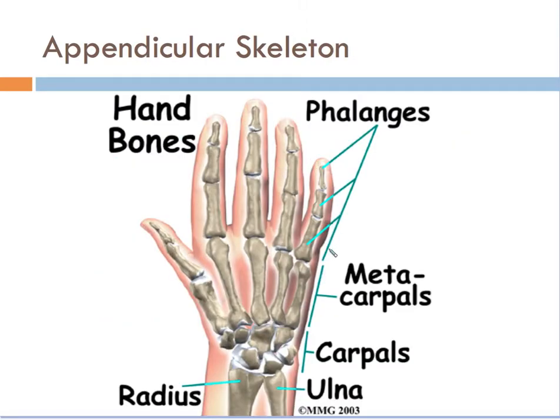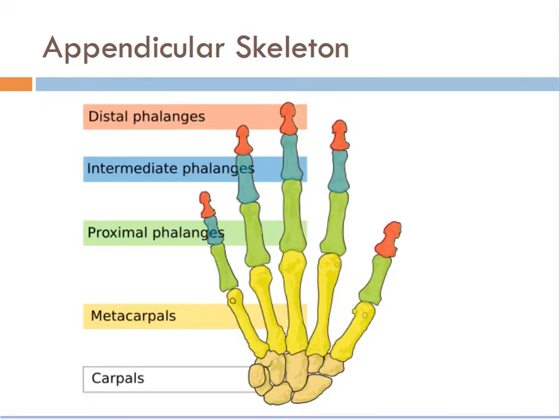Here's a look. So again, these are your carpals down here, metacarpals in the middle, large carpals, and then you have your proximal, middle, and distal phalanx. Proximal, middle, distal, proximal, middle, distal, proximal, middle, distal, proximal, and distal are your naming of the bones of your hand. Here's another look at it. Again, carpals down at the bottom, metacarpals, and then your phalanges.